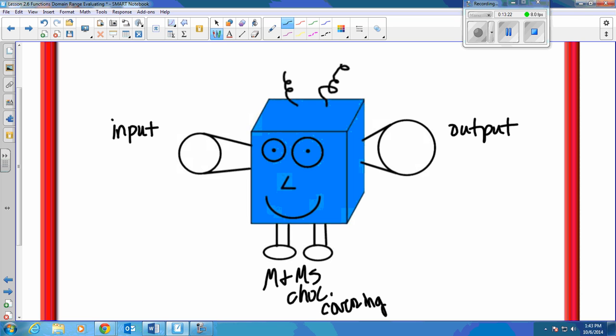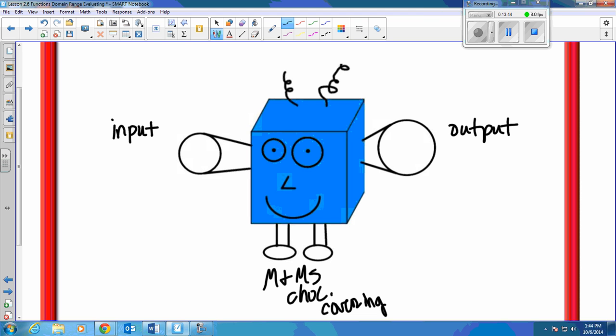Whatever you put in comes out covered in chocolate, right? So if I put a peanut in, I get a chocolate-covered peanut out. If I put a raisin in, I get a chocolate-covered raisin back out. If I put a pretzel in, I get a chocolate-covered pretzel back out. That is the goal of the function machine. If I put a dirty old sock in, I get a chocolate-covered dirty old sock back out. This function always covers everything in chocolate.